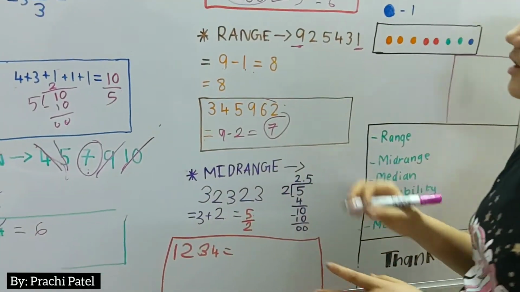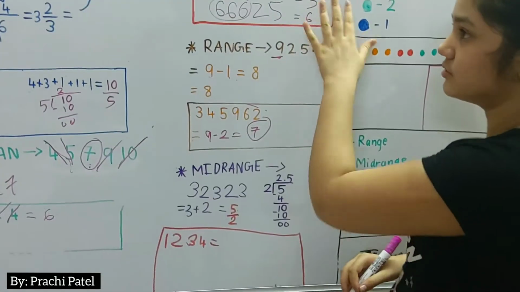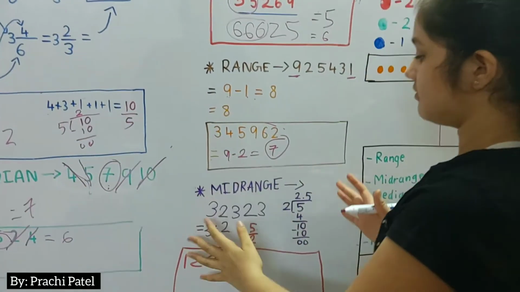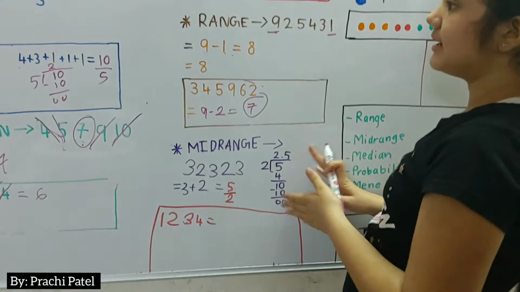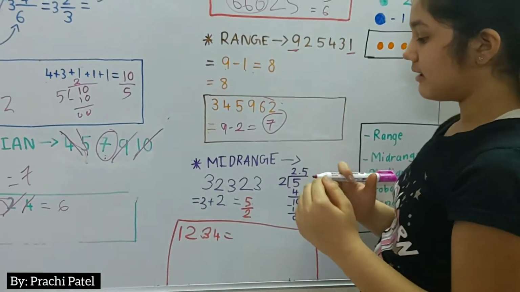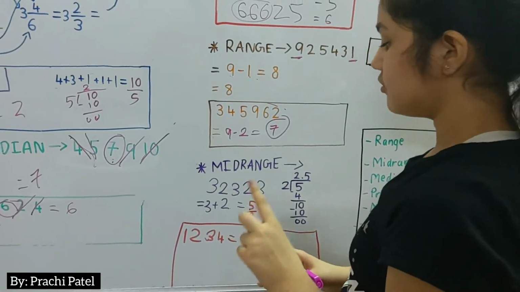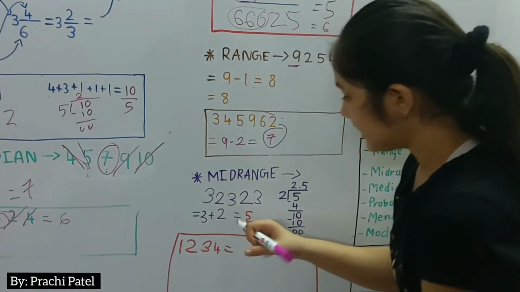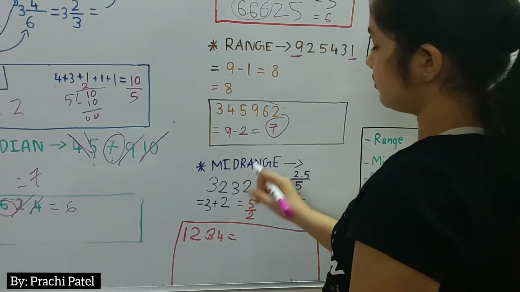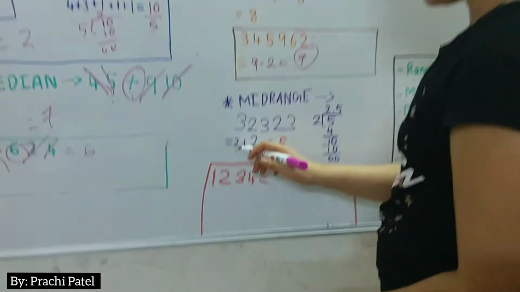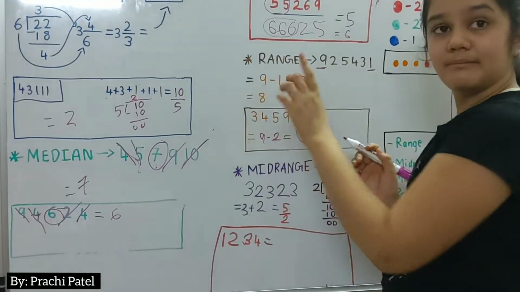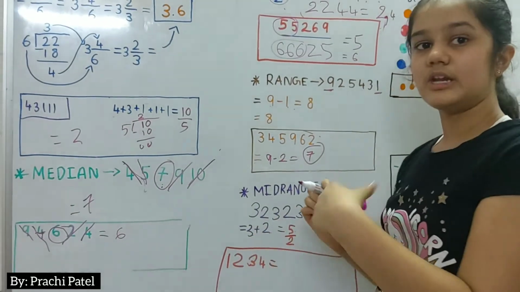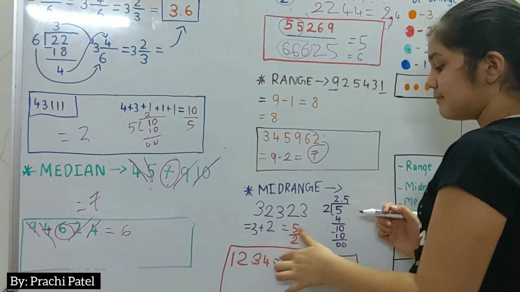Okay, so now you know how to find the range, mode, mean, and median. So now let's go to the mid-range. Mid-range is pretty similar to the range, but in this we have to do two more steps. For example, here we have 3, 2, 3, 2, 3. So the highest number is 3 and the lowest number is 2. Over here we subtracted them. Over here we need to add both numbers. So 3 plus 2 is 5.